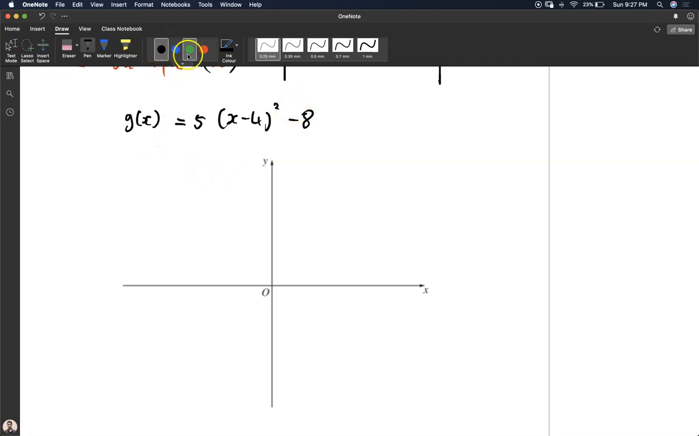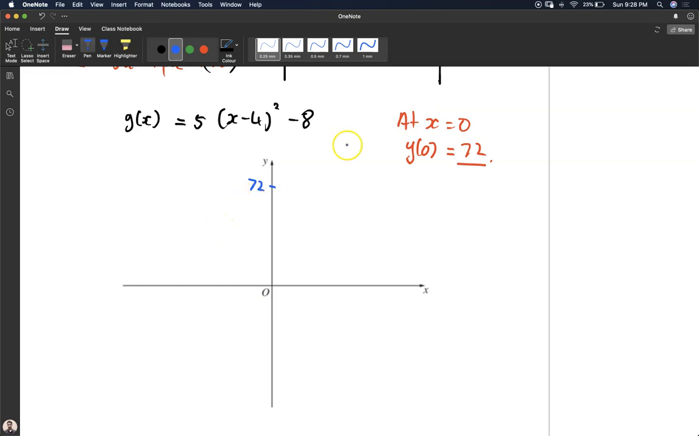Again, some steps that we need: I need to find the intercept. So I want to find the y-intercept. At x equals 0, or g(0), I'm going to get 72. So when I substitute 0 into this, I'm going to get 72. So that's this point. Let me label that on the diagram. This is 72.